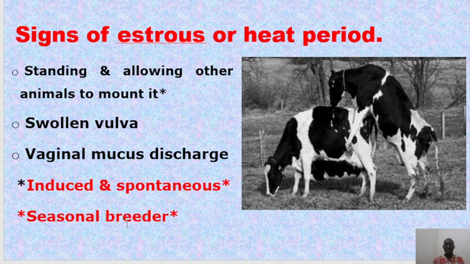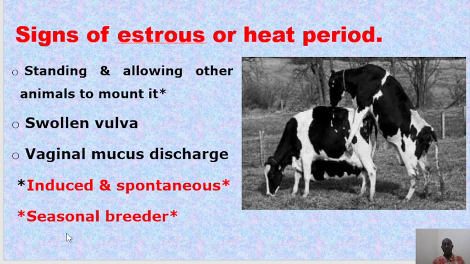Then we have seasonal breeders, which I talked about: goats and sheep. The induced ones are mainly because of sexual behavior, where nerves send signals and ovulation or heat will occur because of the induction. They are induced by certain sexual behavior, for example in cats, rabbits, and camels. Goats are seasonal breeders, except the savannah breed, which are not seasonal breeders; they are always spontaneous.